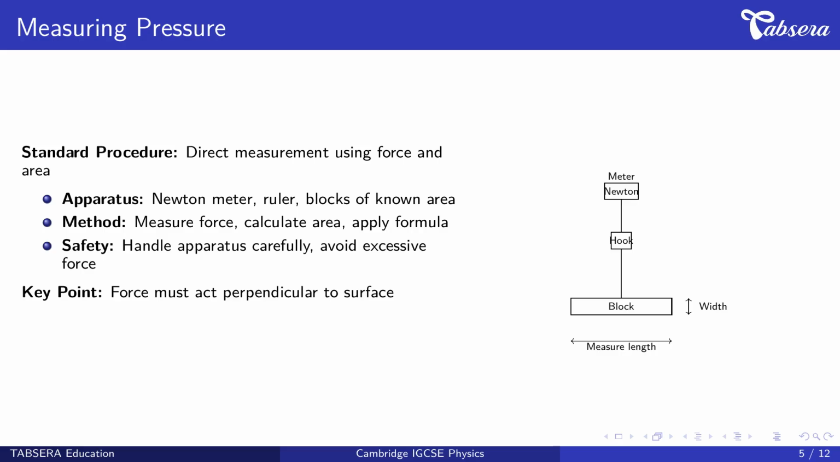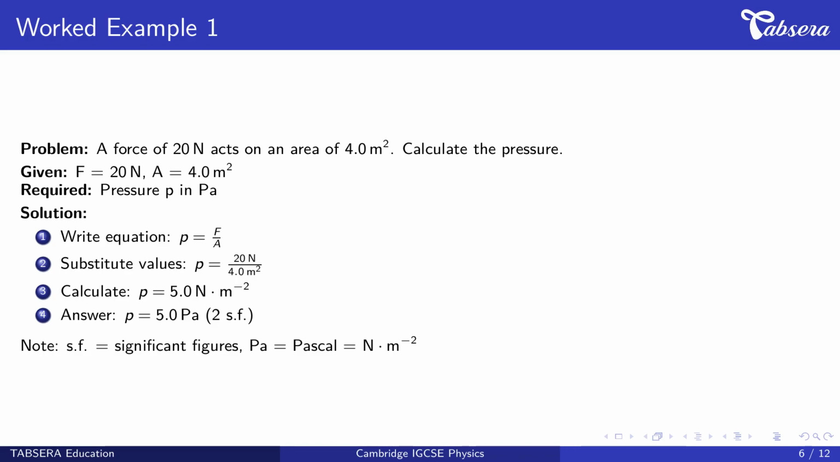Safety is paramount. The hazards include applying excessive force, which could damage equipment. Therefore, you must handle apparatus carefully and apply force gradually. The diagram shows the setup with the Newton meter measuring upward force on the block and rulers measuring the contact area. Let's work through our first example.